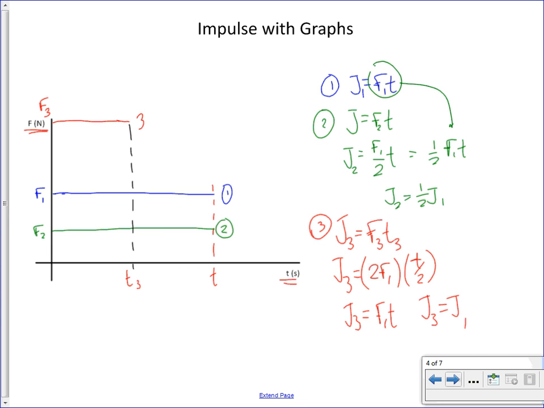So we can get the same exact impulse, the same exact change in momentum, in an infinite number of ways, an infinite number of combinations of force and time. But notice, in case 1, we apply a certain force for a certain amount of time. In case 3, we get the same impulse by applying more force, but for less time. Make sense?